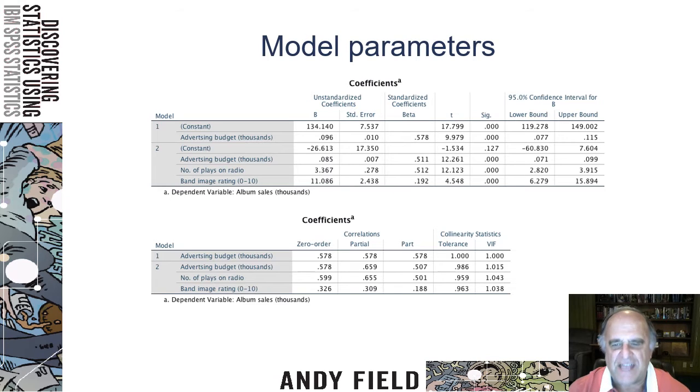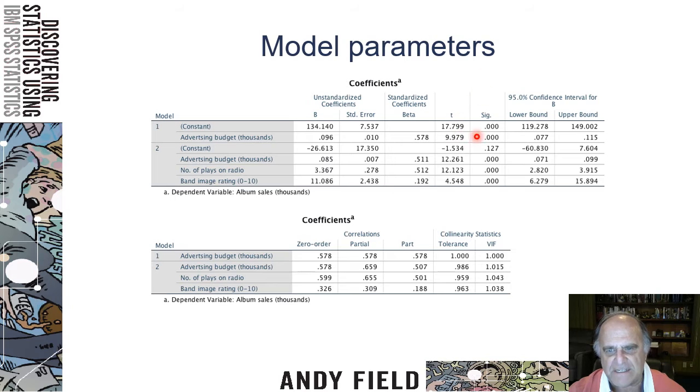And so here's our next table. We now can estimate the model parameters. Of course, again, we're going to do this in 2 steps. The dependent variable is album sales, as we can see here. First step, we put in advertising budget. We can see our constant's 134. Our advertising budget, the B value associated with that, which would be B1, is 0.096. We can see our standard errors for our B's, and our betas, or our standardized B's. In this case, it's 0.578 for advertising budget.